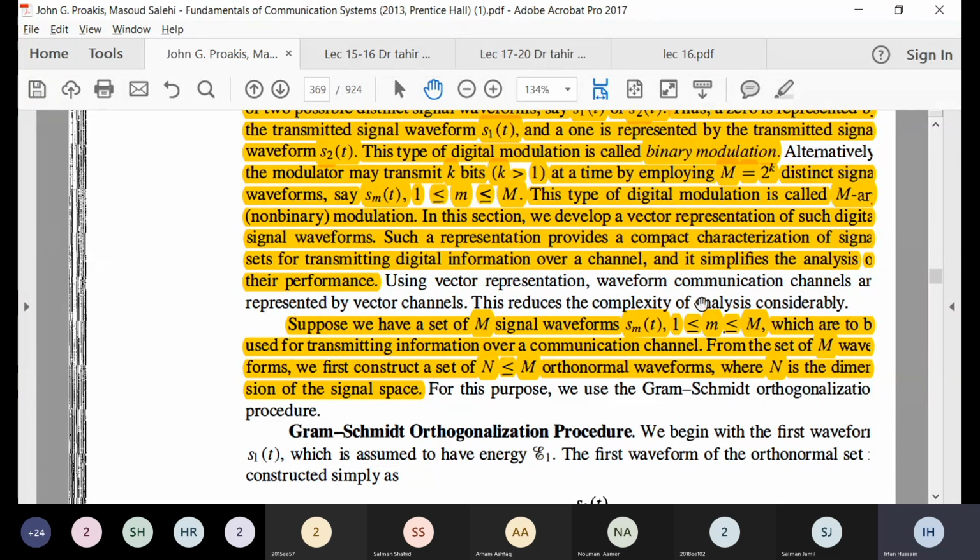So let us try to first of all understand this geometric representation, this compact characterization, this vector representation of our digital signal waveforms.